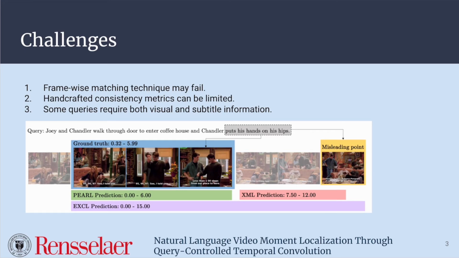Besides that, we also find handcrafted metrics like cosine similarity or square distance may not be informative enough for finding a matching boundary when dealing with complex scenarios. Also, the query can either be related to visual content only or subtitle content only, or it can be related to both.